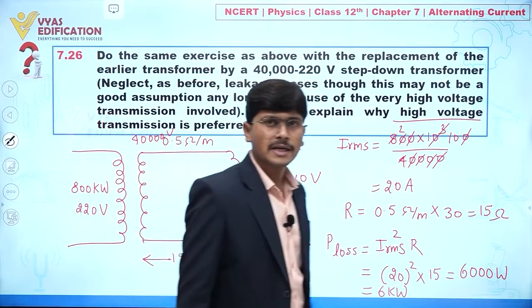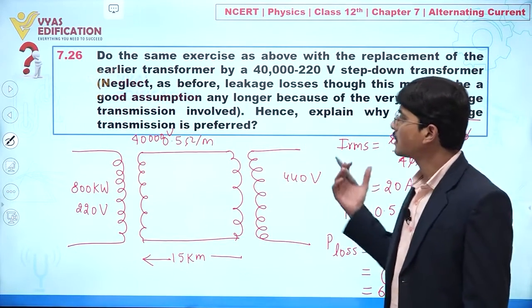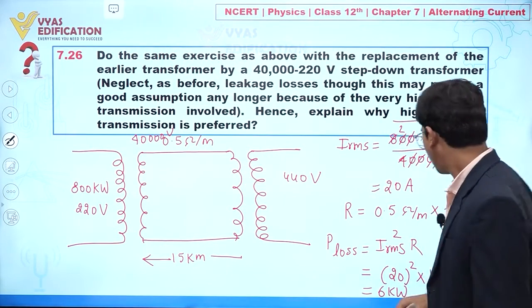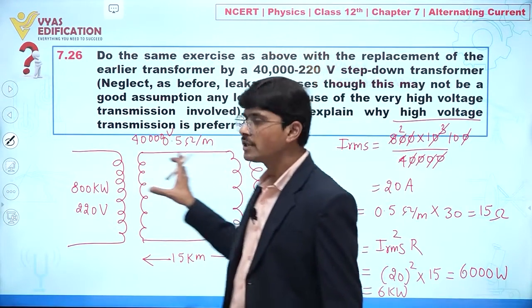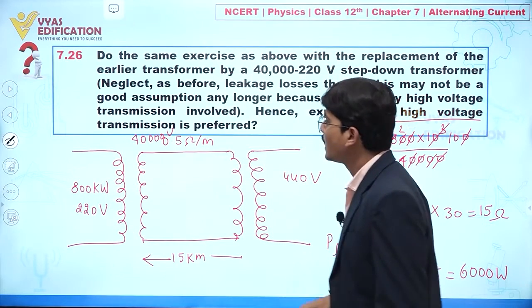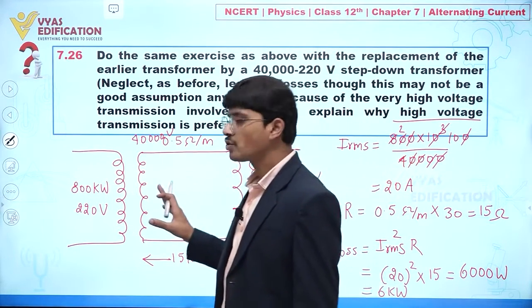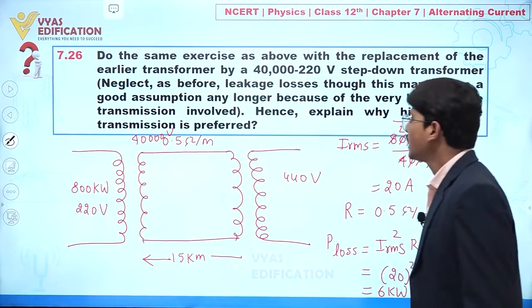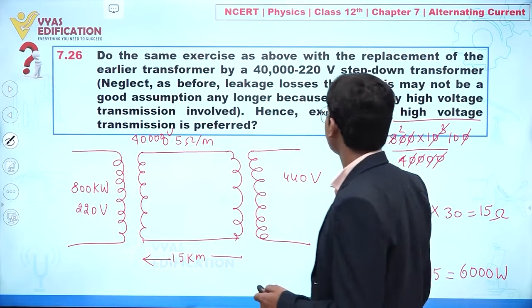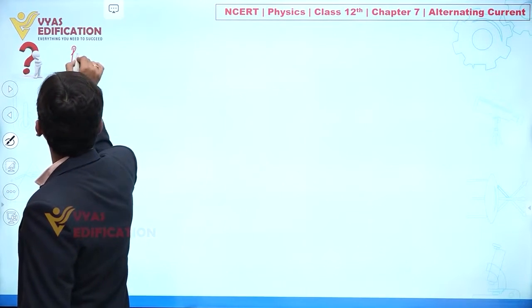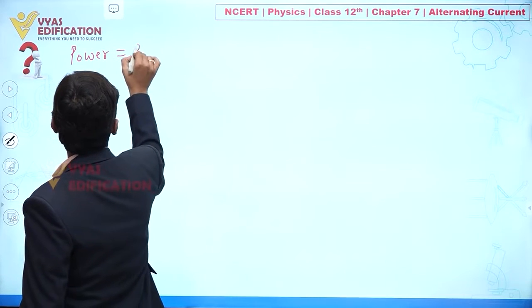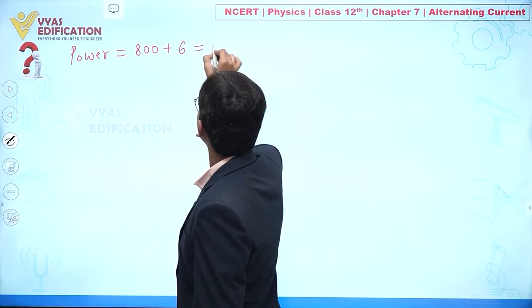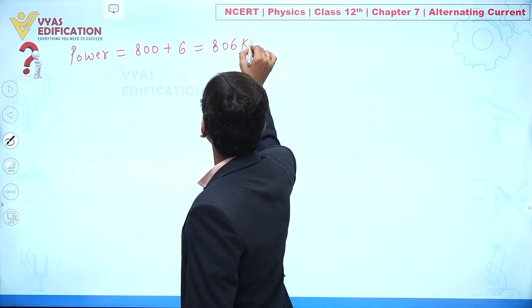It means if we are sending this power, or this current, at 40,000 volt, there is only a loss of 6 kilowatt taking place in this transmission, clear. So what is the total power to be given at this level? If you are talking about total power, it is 800 kilowatt that we have to supply to the small town, and 6 kilowatt power we are losing. So this is 806 kilowatt.